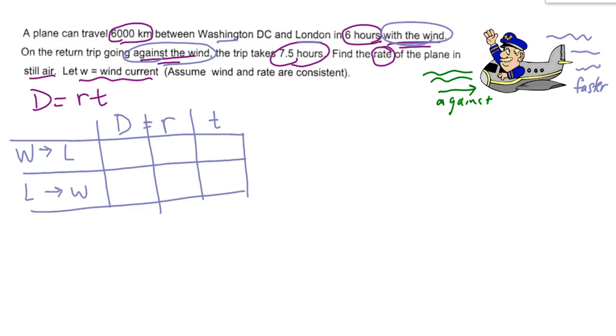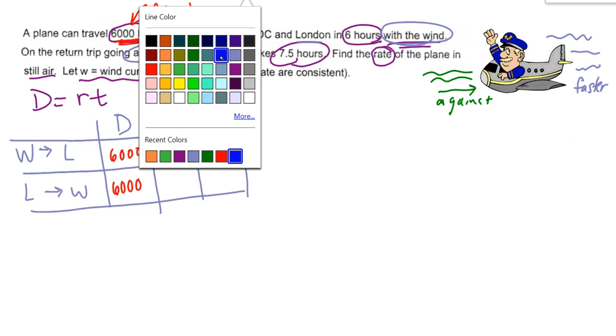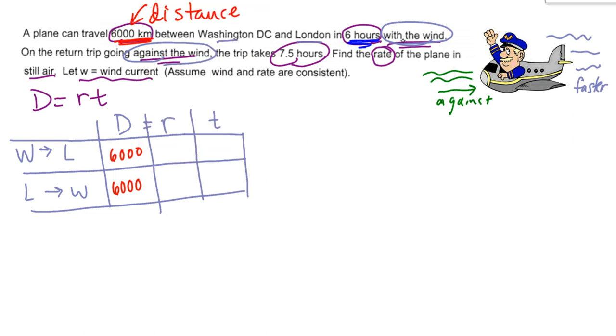Okay, so let's identify the pieces and where they go. It says 6,000 kilometers between Washington and London. Now, obviously, that's a distance. So that's got to go right here. From Washington to London is 6,000 kilometers. That means the return trip, London to Washington, is going to be 6,000 as well. Okay, let's talk about the other pieces. We're also told that it takes 6 hours. Well, that's a time. So I'm going to put 6 here. And then it says the return trip takes 7.5 hours. So we have almost got our equations. We just need a rate.